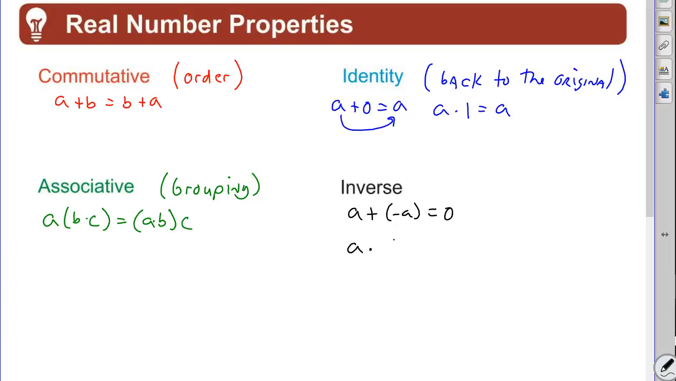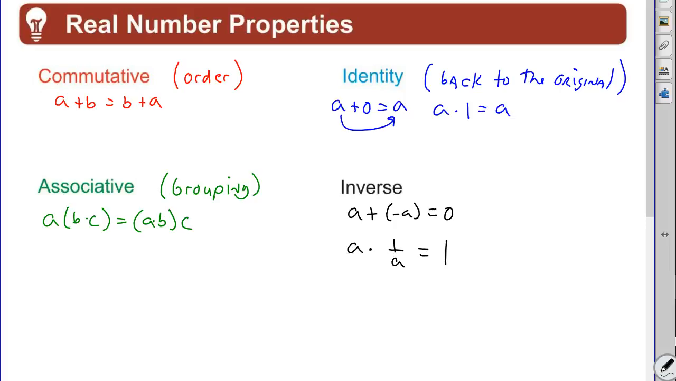What's the inverse of A? 1 over A. It's reciprocal. So the inverse for addition is adding opposites. And the inverse for multiplication is multiplying by its reciprocal. In the first case, you get 0. In the second, you get 1.